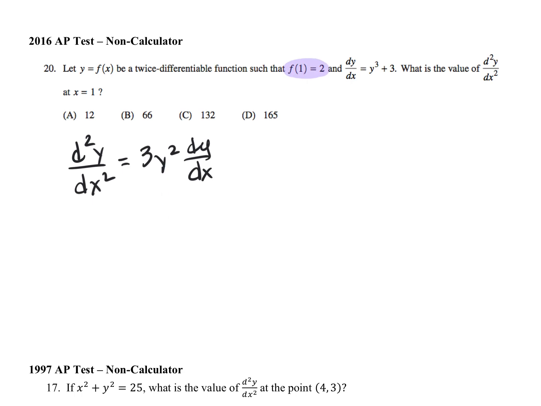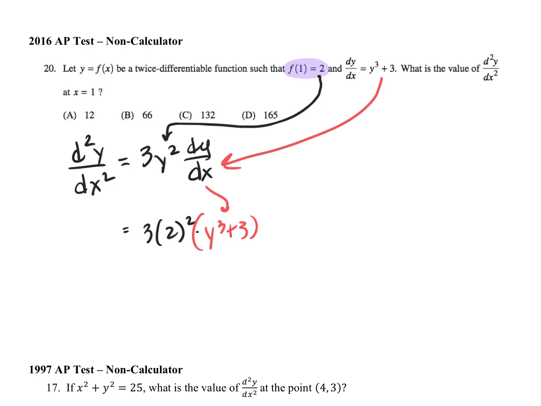Sadie's saying, when x is 1, isn't my y 2? Genius. When x is 1, my y is 2, so I get 3 times 2 squared. What would I do with this dy dx? Plug in the y cubed. That dy dx could just be replaced with y cubed plus 3. And what did we plug in for my y right here? 2. So I do the same thing right there. We get 3 times 2 squared times 2 cubed plus 3.